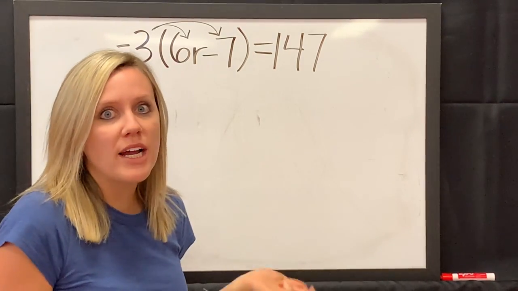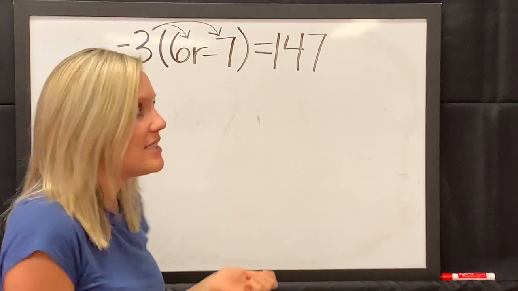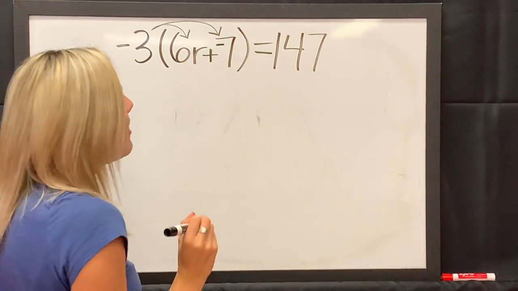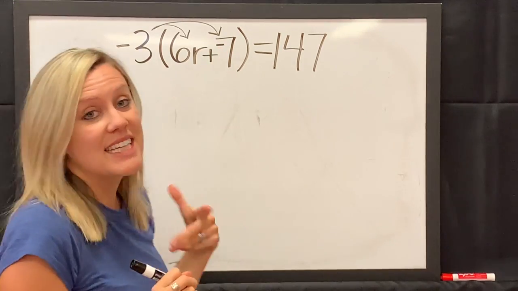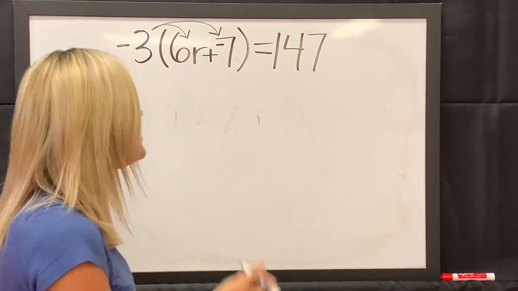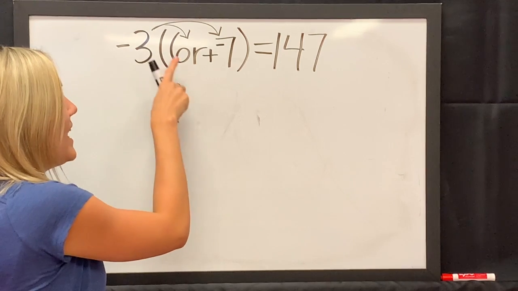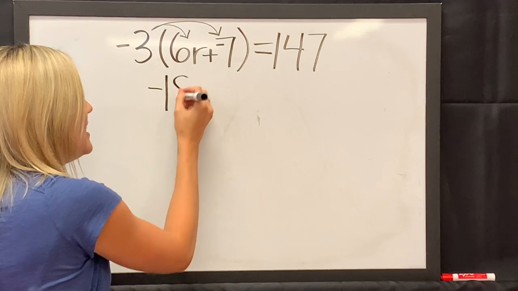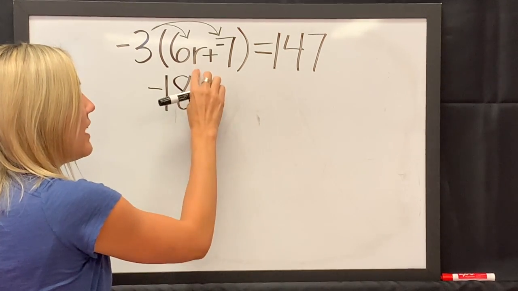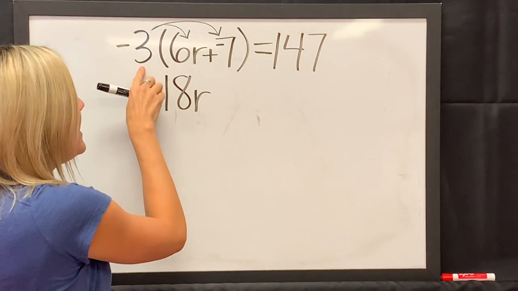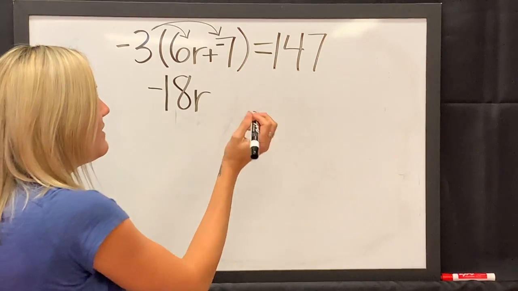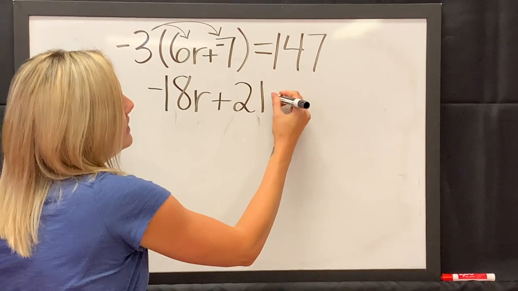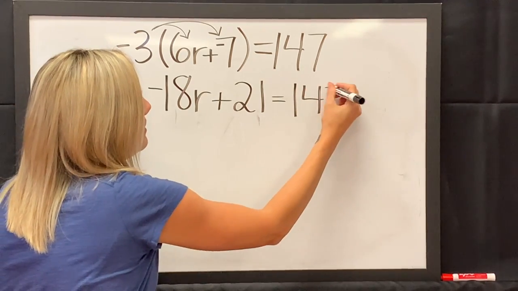Now, just to try and keep my negative signs right, I am going to change this to plus a -7. That way I know that negative sign is connected to the 7. All right, so I'm going to multiply -3 times 6, which is going to give me -18r. I bring that right down here. And then a -3 times a -7 is going to give me a +21. And then I bring down my equals 147.